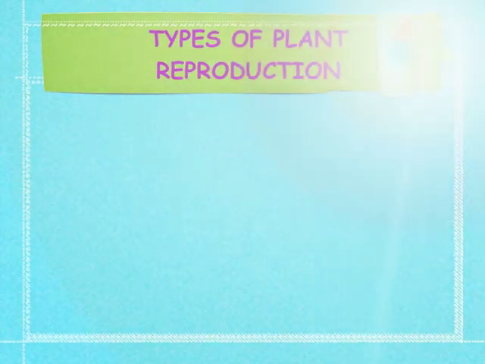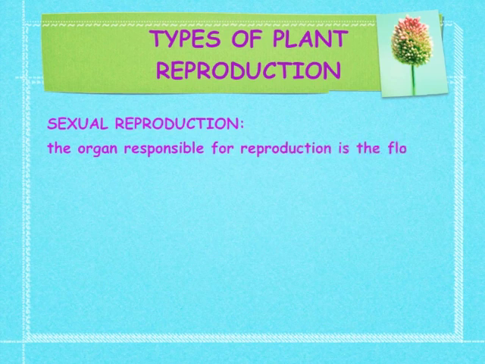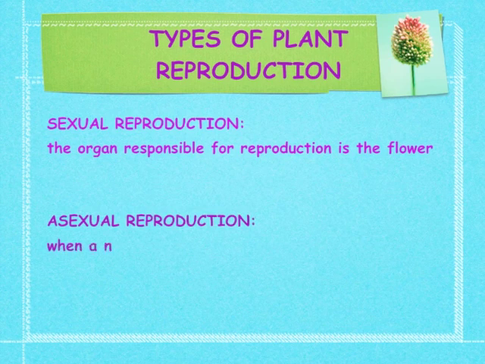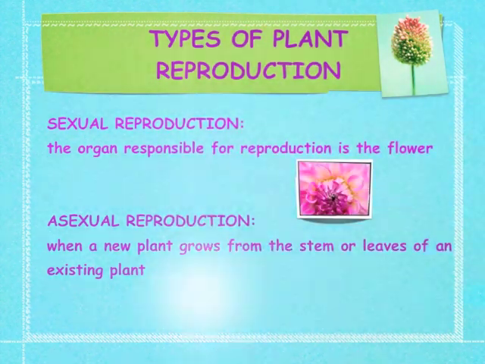Types of plant reproduction. Sexual reproduction. The organ responsible for reproduction is the flower. Asexual reproduction. When a new plant grows from the stem or leaves of an existing plant.